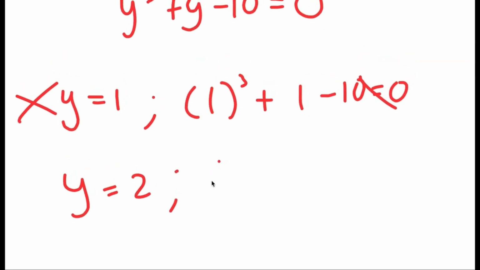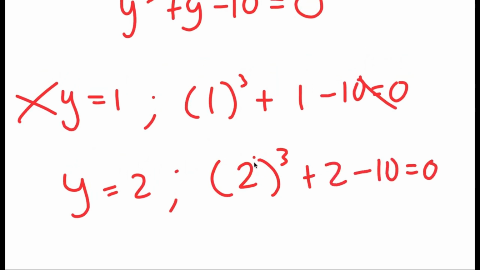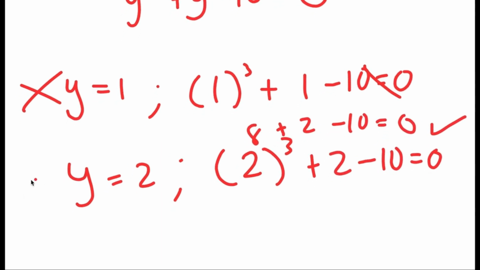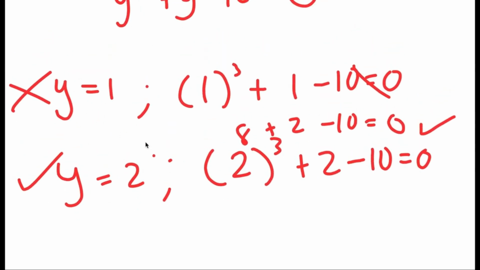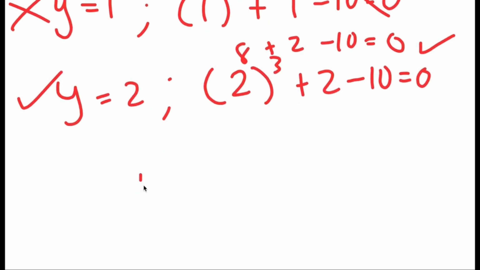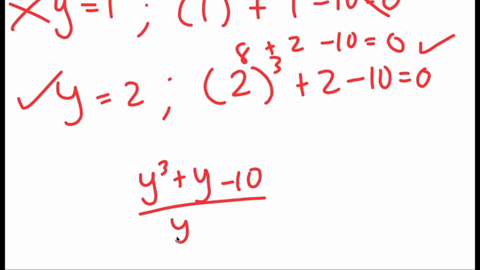So when y equals 2, I get 2 to the power of 3 plus 2 minus 10 is equal to 0. Now 2 to the power of 3 is 8, so I have 8 plus 2 minus 10. 8 plus 2 is 10, 10 minus 10 is 0. So this works, meaning y equals 2 is a solution. So what I'm going to do is divide y to the power of 3 plus y minus 10 by y minus 2, because y minus 2 equals 0, well, y equals 2 is the solution.